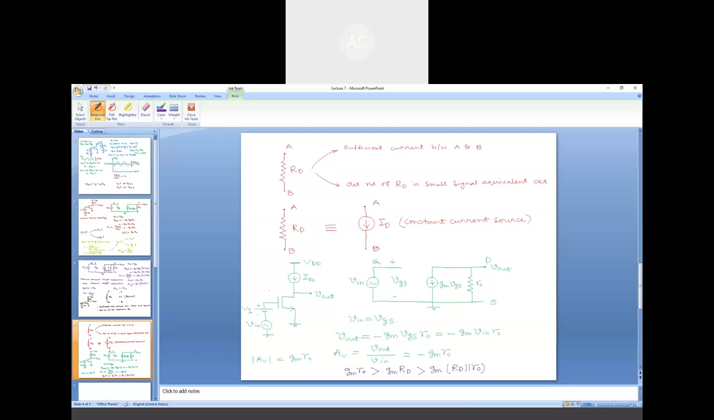Now with this, I would like to conclude our preliminary and the first lecture on the design of a common source MOS amplifier circuit.